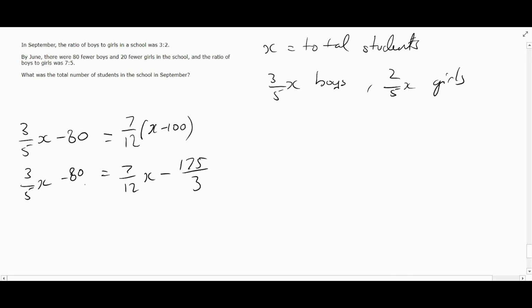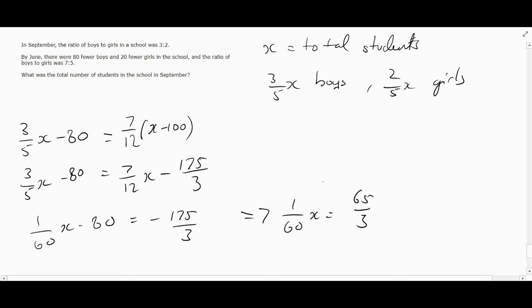So we take this amount away from both sides, and we're basically left with 1/60th x minus 80 is equal to minus 175 over 3. So now, to cancel out this, we could just add 80 to both sides. So if we do, plug it in here, it's minus 175 over 3, and add that to 80, which is the amount I'm giving, we get 65 over 3. So 1/60th x is equal to 65 over 3.